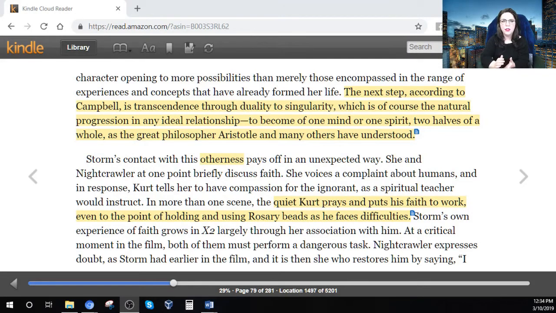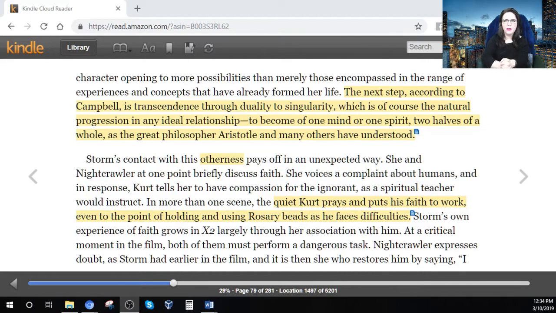As you saw in the video clips, Storm does interact with Nightcrawler, and he does talk to her about the etchings on his body. He does talk to her about faith, and it's very important to keep in mind that Nightcrawler challenges Storm's way of thinking, and in turn, Storm challenges Nightcrawler.